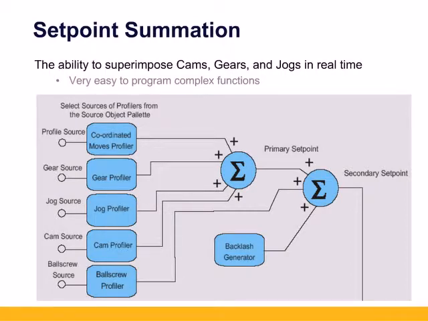Simple applications can use one type of motion at a time, but the beauty of the ACR is in this architecture. Setpoint Summation enables the ACR to do advanced motion for customers' most demanding applications. Now, let's see first, how do you set it up?